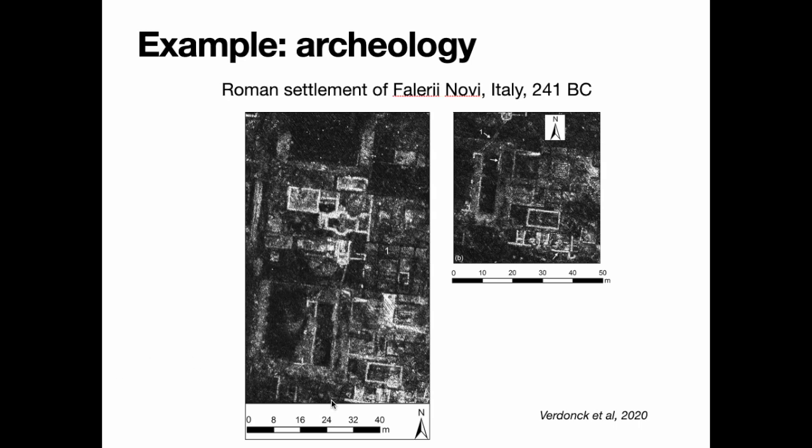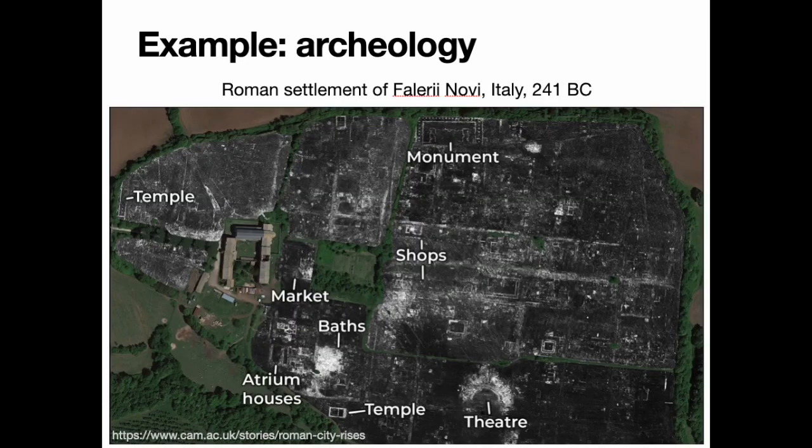So you see the structure of the buildings, their shape, the location of different rooms, and the connection between the different buildings. And this helps to, for example, reconstruct ancient cities, and to figure out where the temples were, the markets were, where the baths were, the theater. So all these structures can be traced thanks to the georadar.